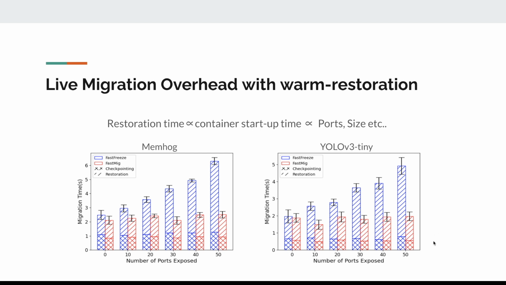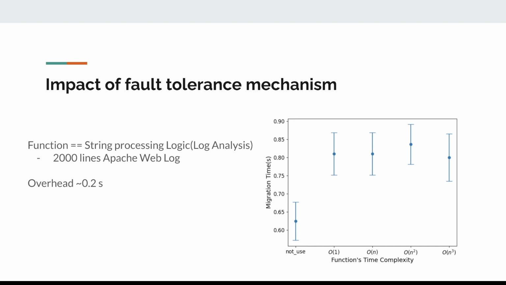Maybe port exposure is somewhat unrealistic, but many things can affect the container startup time, like image layer size, the memory usage, or the file system, or mounted file system of the container. If you use this warm operation, we can hide all this startup time in the migration time and improve our live migration performance.